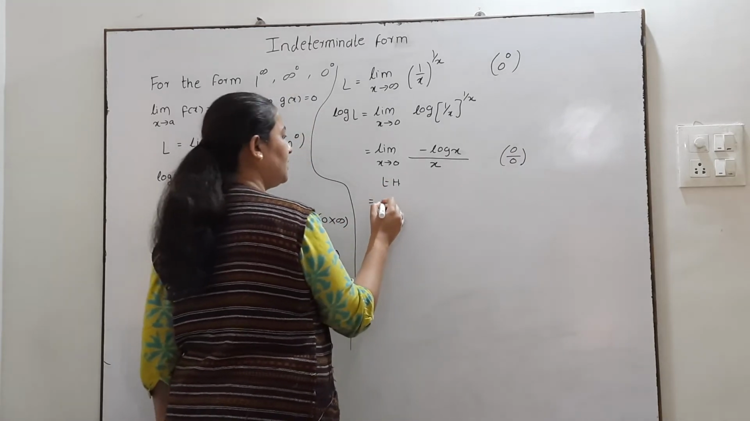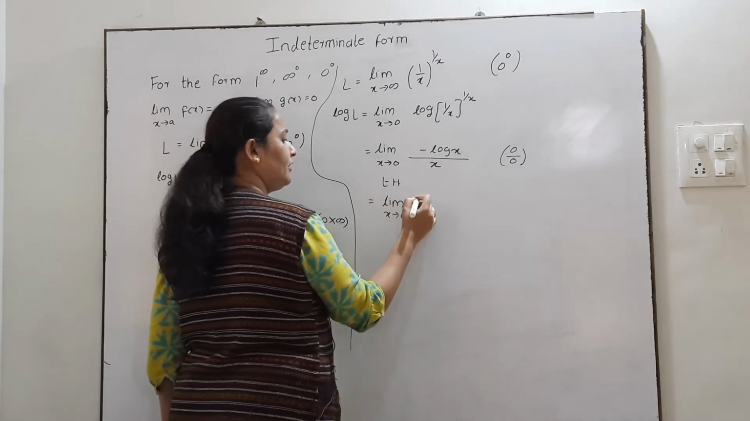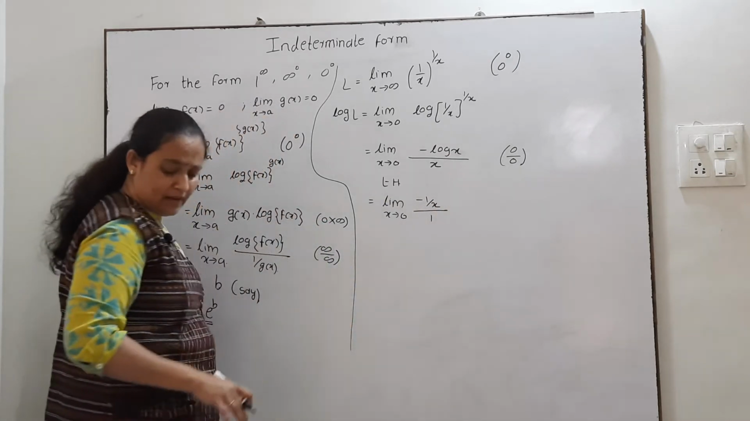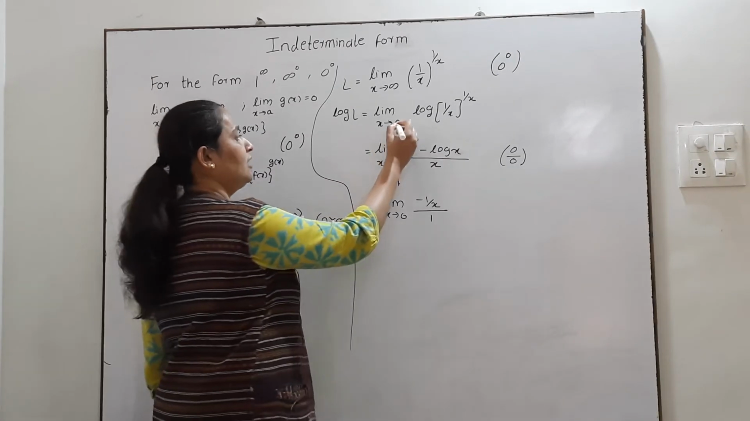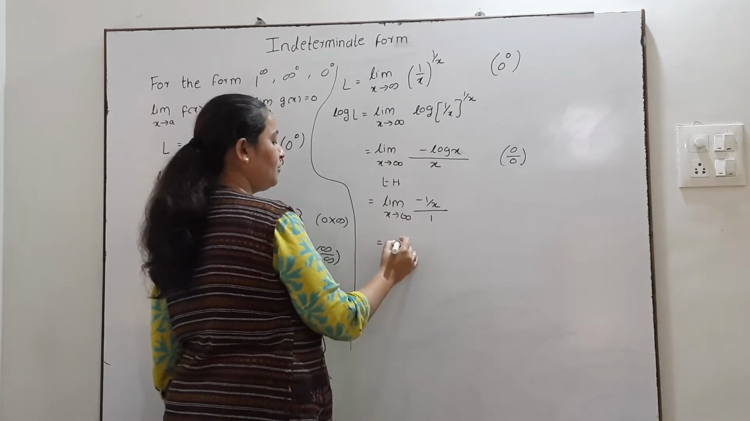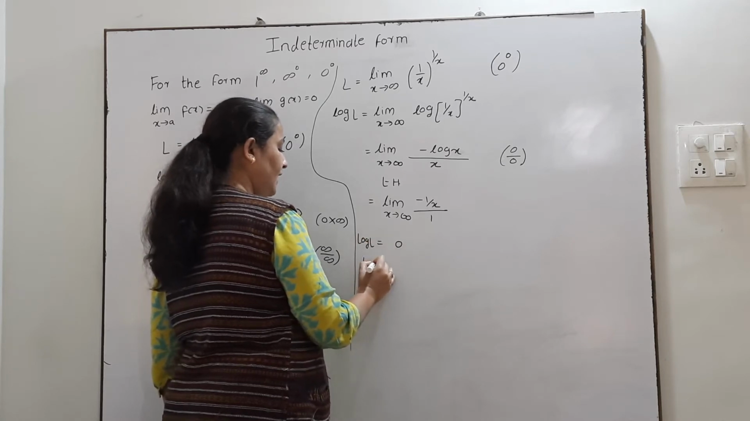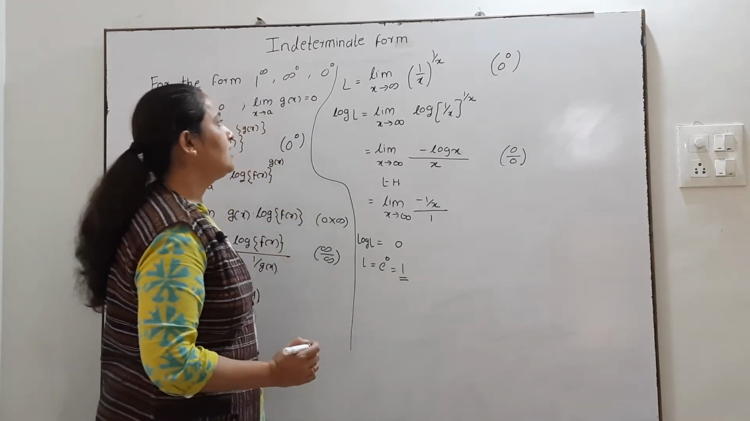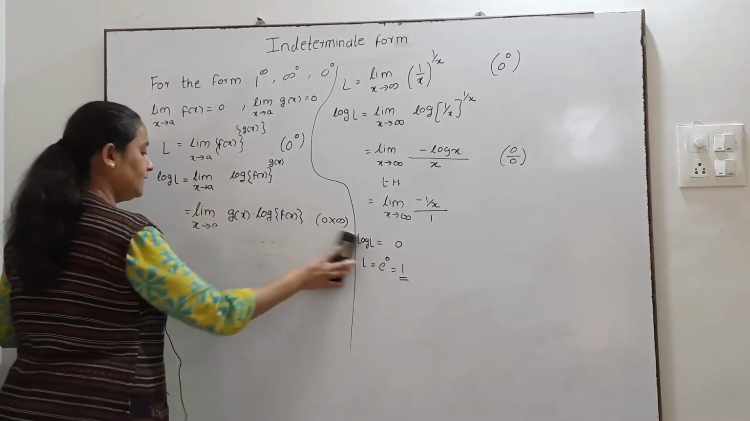If I apply L'Hospital's rule, you will get the limit of derivative of log x, which is 1 upon x, and derivative of x, which is 1. Now if I apply limit as x tends to infinity, 1 upon infinity is 0. So you have log L equal to 0. That implies L is equal to e raised to 0, and e raised to 0 is 1. This is the procedure to solve the problem. We'll take one more example on this.